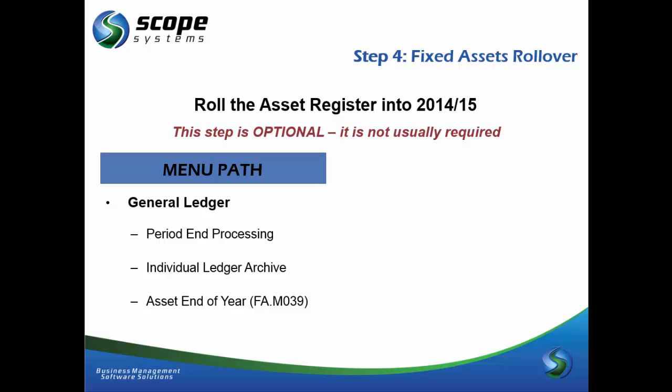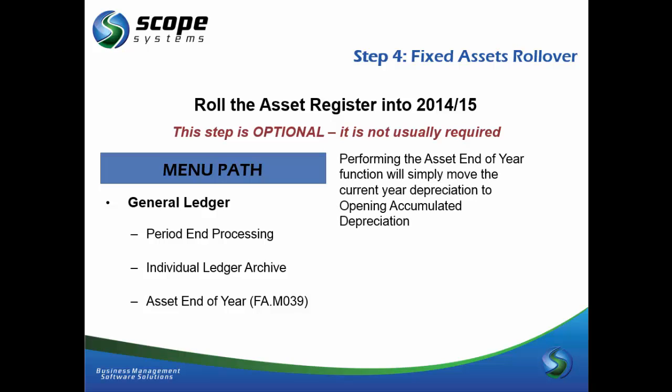Step 4, the fixed asset rollover. This step is optional and is not usually required. The menu path will be period end processing, individual ledger archive, and asset end of year. Please note, performing the asset end of year function will simply move the current year depreciation to the opening accumulated depreciation. Transactions in the new financial year are still not possible until the GL is rolled. This is only applicable to 670, and as mentioned earlier in the piece, 720 has actually addressed this.